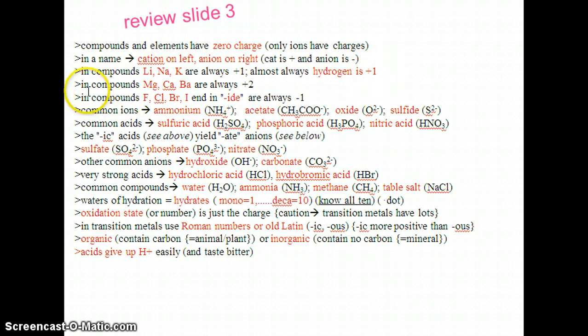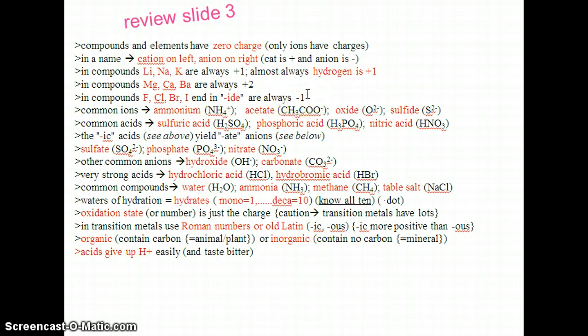The alkaline earth metals are in the second grouping. They're always +2 charged. The halogens, fluorine, chlorine, bromine, and iodine, when they're in compounds, they'll end in "ide." So we have fluoride, chloride, bromide, and iodide, and they always have a -1 charge.